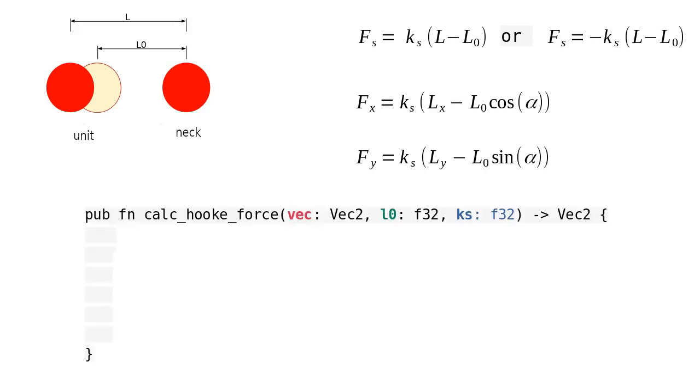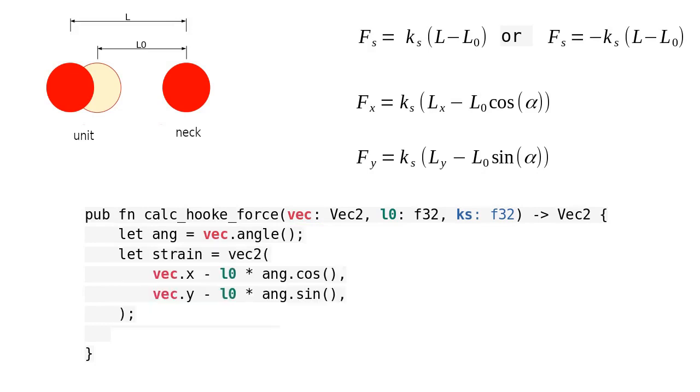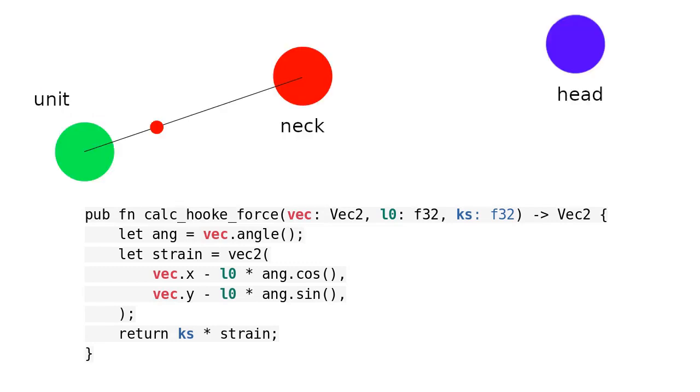We define a public function for the calculation of the force. The vector vec represents the segment from the unit to the neck. The orientation of the vector can be calculated like this. With the orientation available, we can calculate the deviation from the rest position and the final force acting on the unit. The calculation of this force is independent of the head, suggesting the worm is completely soft.